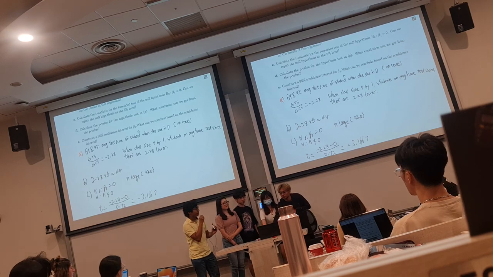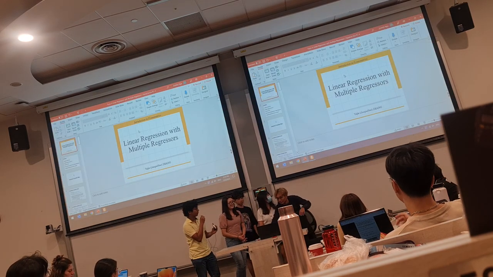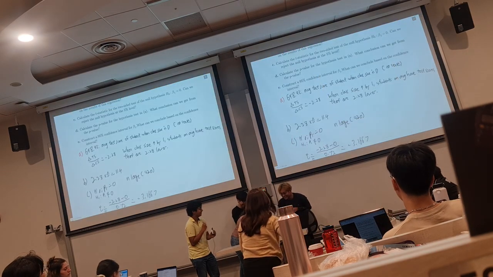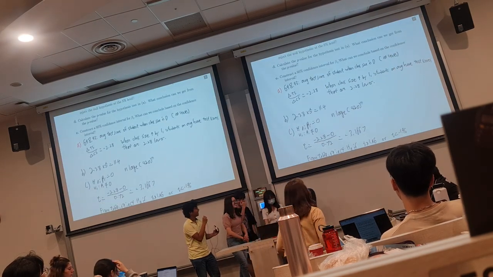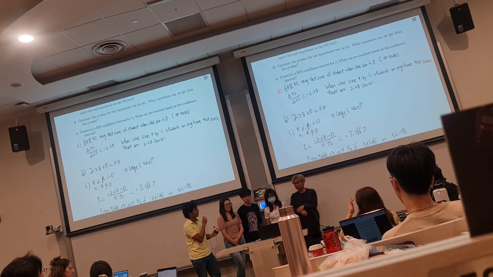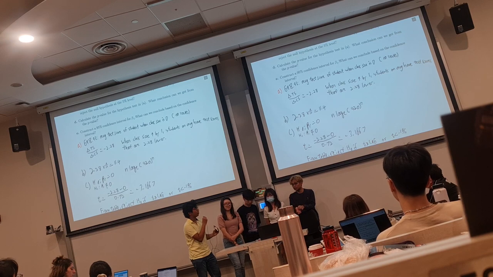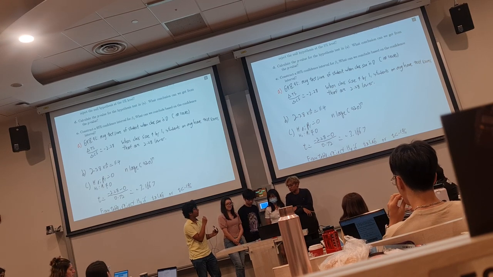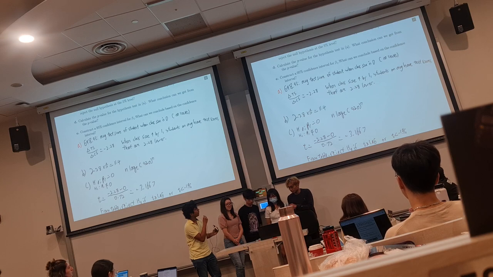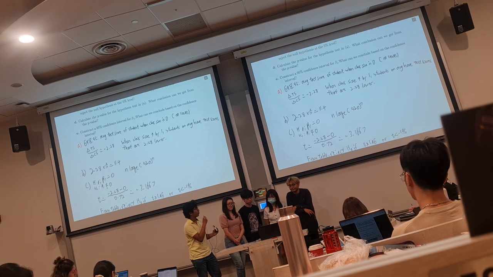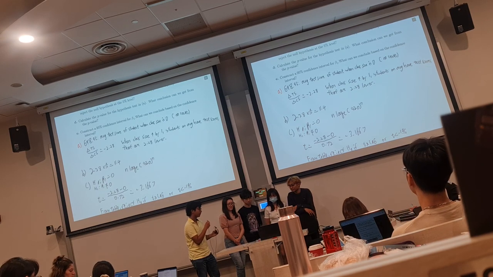So as established in the previous part, when class size increased by one student, on average the scores are lower by 2.28 marks. So if class size increases by 5 people, then we just do 2.28 times 5, which means that the average test score will go down by 11.4 marks.